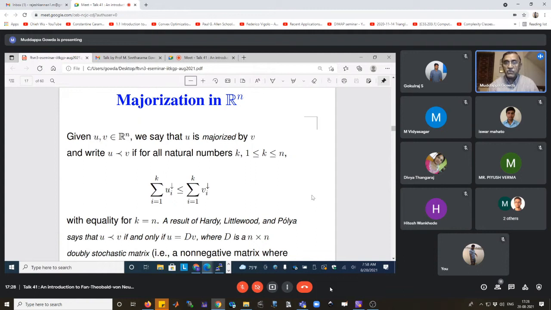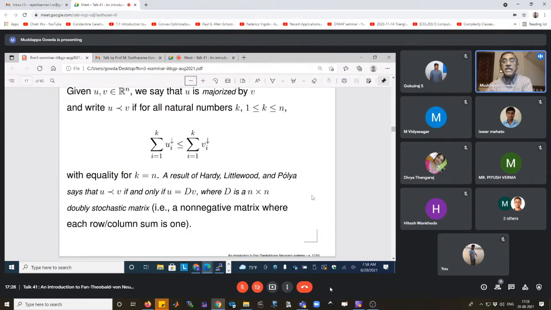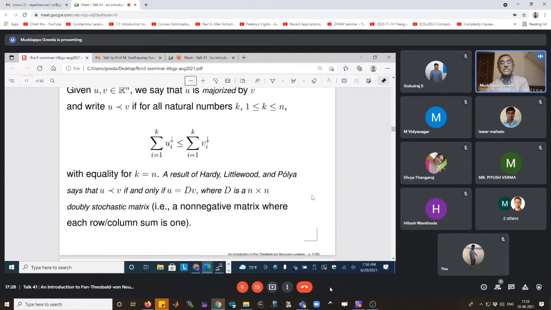Then a classical result of Hardy-Littlewood-Polya says that u is majorized by v if and only if u equals D v, where D is an n by n doubly stochastic matrix. Now, what is a doubly stochastic matrix? It is simply a non-negative matrix where each row and each column sums to 1. This is classical, nothing new here. This is the result of Hardy-Littlewood-Polya.